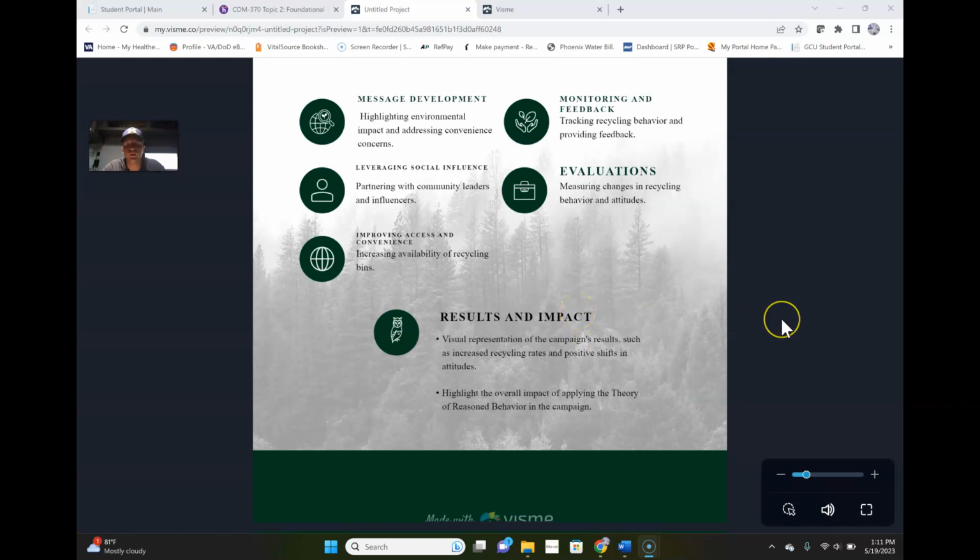Results and impact. Visual representation of the campaign results, such as increased recycling rates and positive shifts in attitudes. Highlight the overall impact of applying the theory of reasoned behavior in a campaign for public relations. So the public relations in this deals with how they were able to study reasoned behavior to benefit and help the importance of recycling.